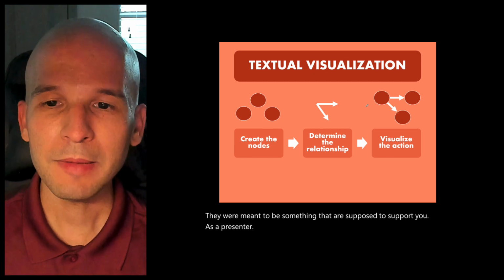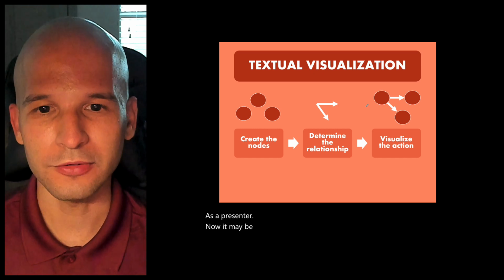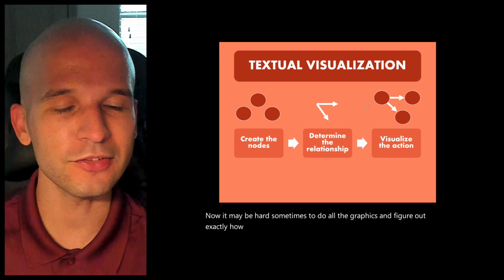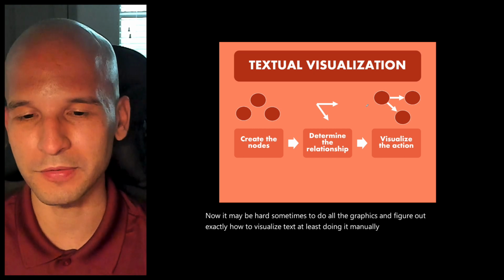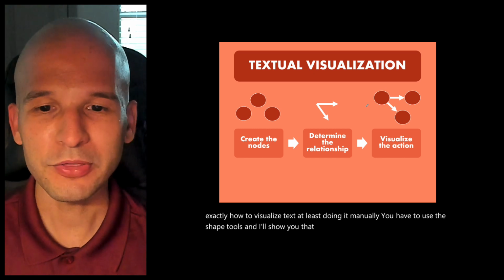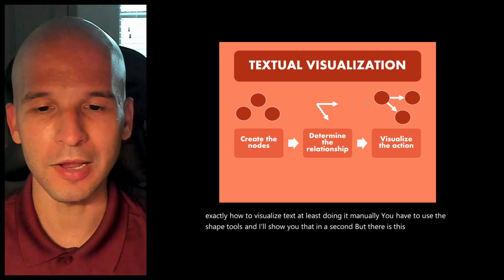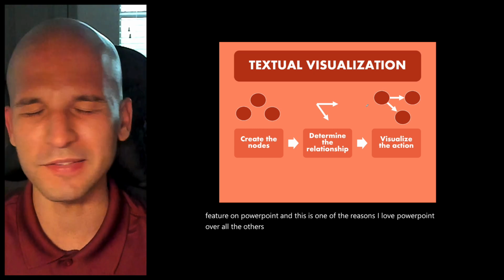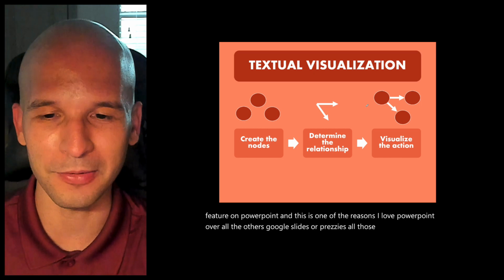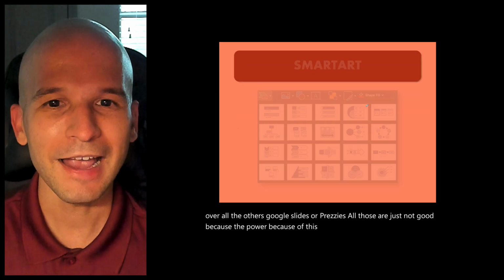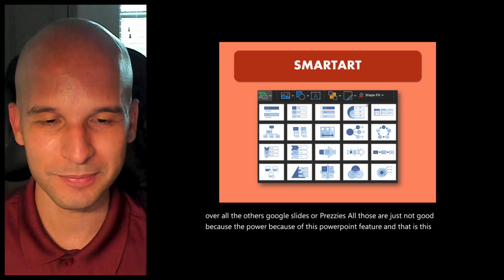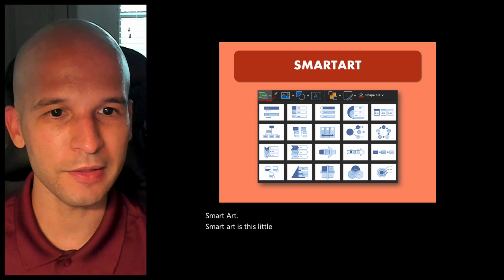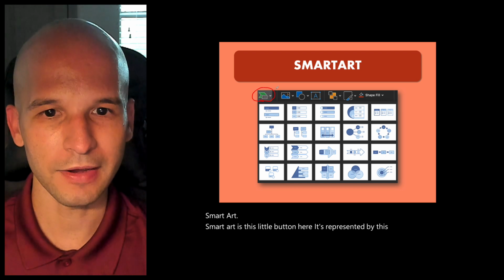Now, it may be hard sometimes to do all the graphics and figure out exactly how to visualize text, at least doing it manually. You have to use the shape tools, and I'll show you that in a second. But there is this really nice feature on PowerPoint, and this is one of the reasons I love PowerPoint over all the others, Google Slides or Prezis. All those are just not good because of this PowerPoint feature. And that is this thing called Smart Art. Smart Art is this little button here. It's represented by this little icon here.